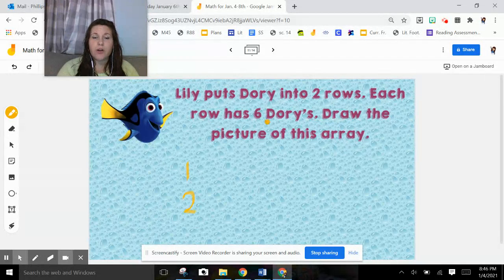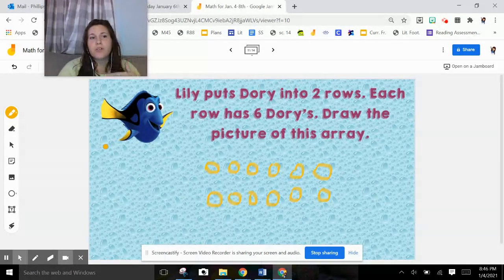And then it says each row has 6 Dorys. So this row is going to have 6 Dorys. 2, 3, 4, 5, 6. And this row is going to have it. And when you're making your Dorys, your circles, whatever the objects are, you want to try to line them up to be perfect with each other. Draw a picture of this array. So this is what your array would look like. And then, of course, to kind of clean it up, you would take away your rows because we really don't need to label those, and that would be your array right there.